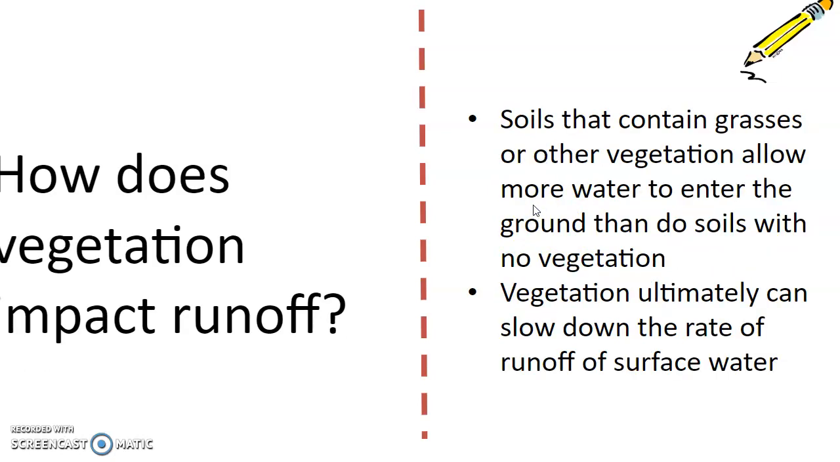So how does vegetation impact runoff? Soils that contain grasses or other vegetation, in the form of plants or trees, allow more water to enter the ground than soils that have no vegetation. So ultimately, if there are plants in the region, it can slow down the rate of runoff of surface water.